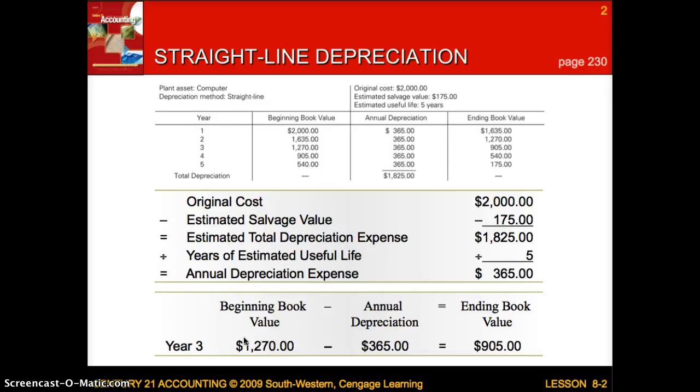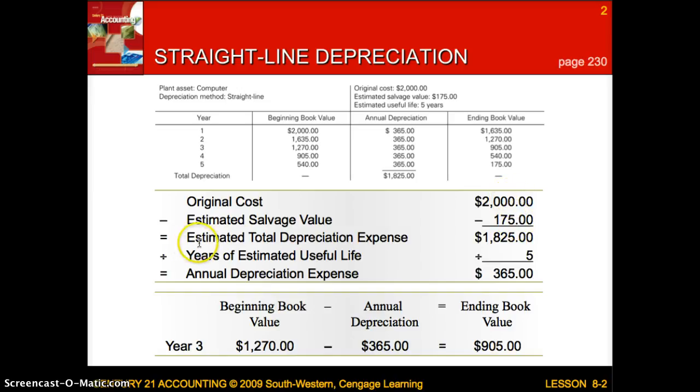Straight line depreciation is when we decide that every year we are going to have the same annual depreciation. So as you can see here, every year of useful life that we believe that this computer has, 5 years, we think it will depreciate $365 per year, the same every year. So the original cost of the computer was $2,000. Our estimated salvage value is $175, so we think we paid $2,000 for the computer, but when we try and sell it in 5 years, we'll get $175 for it.